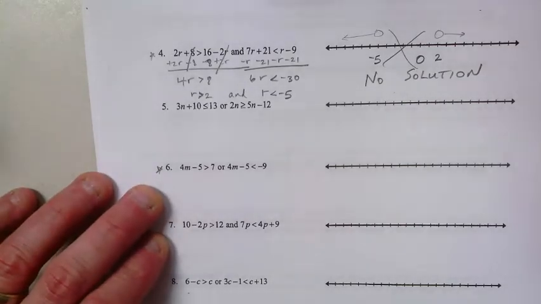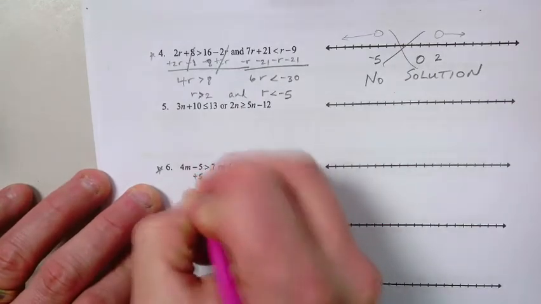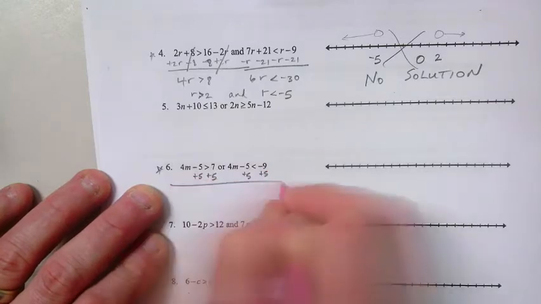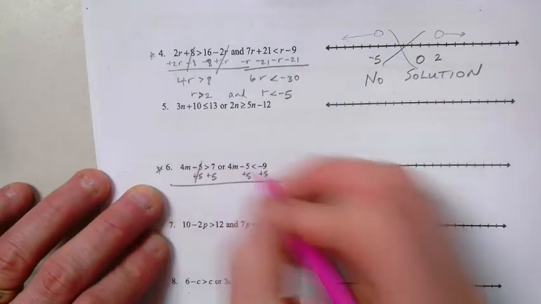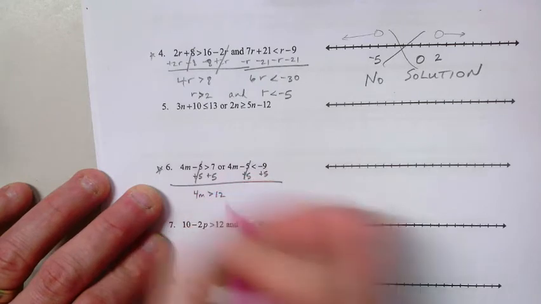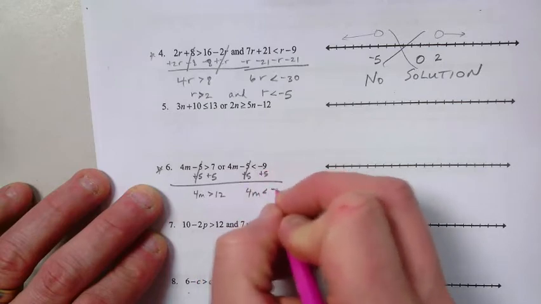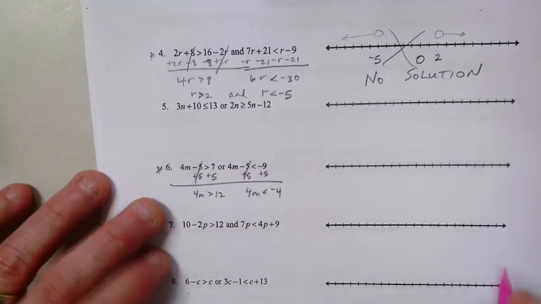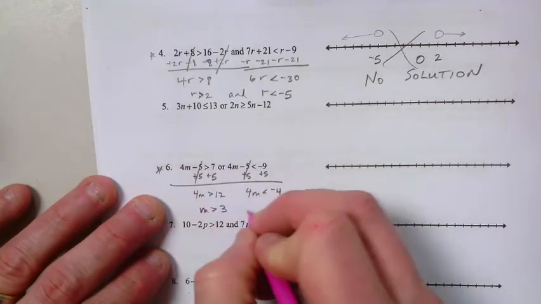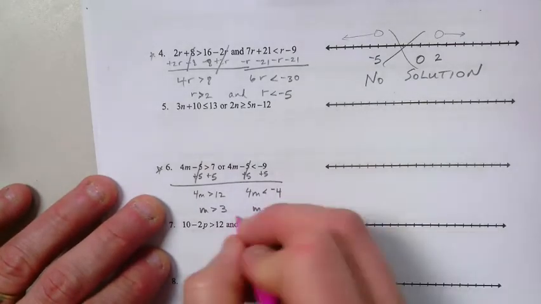If I look at number 6, it's going to work out the same way as number 4. This time, however, it's an OR. So we're going to add 5 to both sides. We end up with 4m is greater than 12, and 4m is less than negative 4. If I divide both sides by 4, we have 3. Keep the symbol the same way, and you have negative 1.